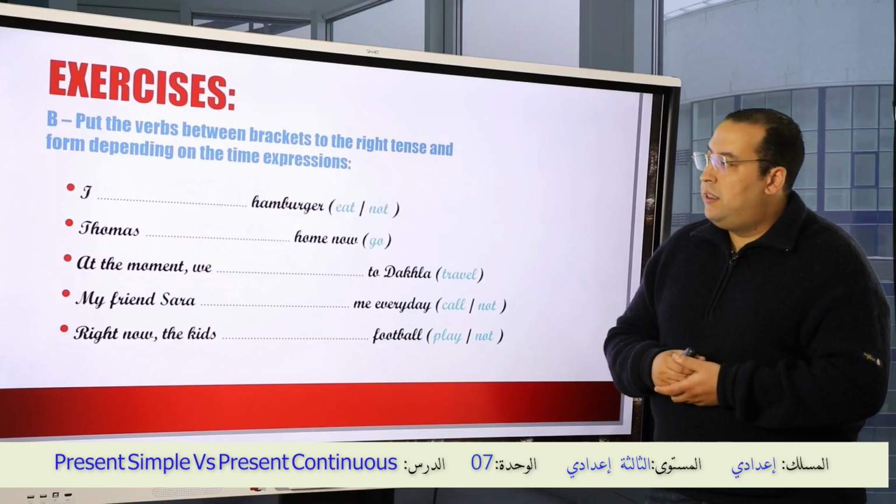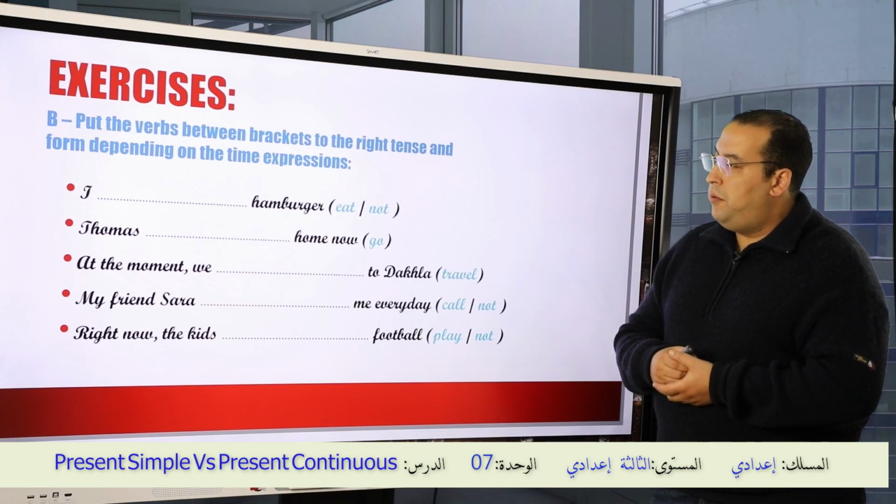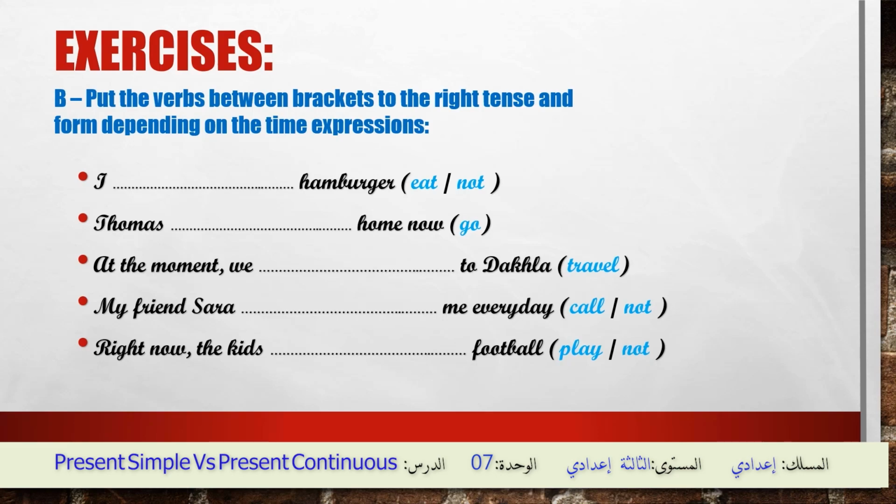Okay, now let's see the correct forms and tenses of every verb. So I, hamburger, we have eat and not, which means I do not eat hamburger. Thomas, home now, go. So we have now, which means a time expression or indicator of now, right now, which means the present continuous. So we say Thomas is going home now. At the moment, we to dakhla, so we have at the moment, which means the present continuous. At the moment, we are traveling to dakhla.